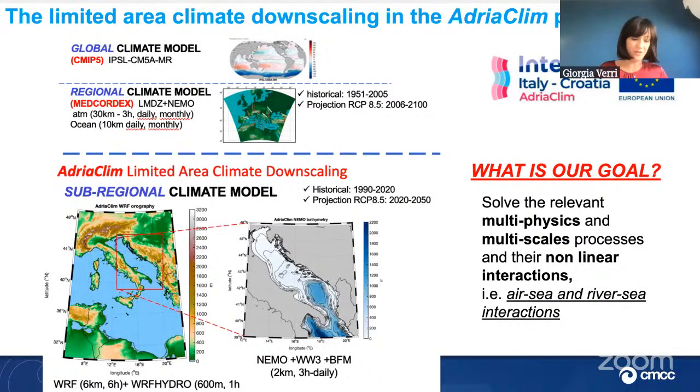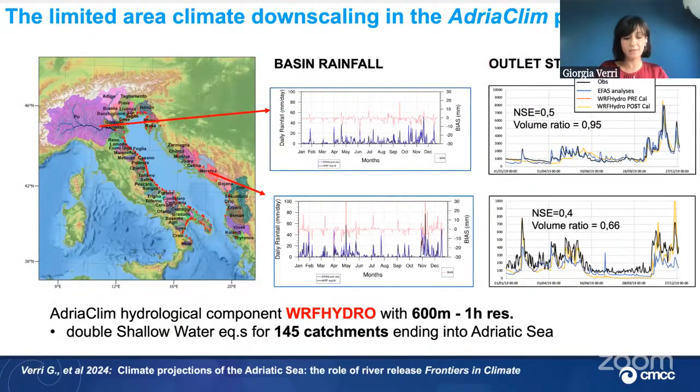So what is the novelty? We tried to solve a higher number of multiphysics and multiscale processes, including nonlinear interaction at the interface among the Earth system components. Among them, there is the reverse interaction that I'm going to tell you in detail. In fact, one of the assets of this downscaling system is represented by the hydrology component. It is based on the WRF-Hydro code, and it basically allowed us to prognostically solve all the catchments which surround the Adriatic Sea, which are a huge number, making the Adriatic Sea a dilution basin.